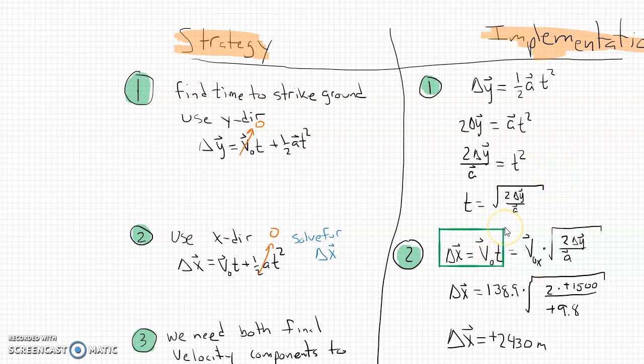So what I've done then is I've made a substitution, substituted that in right here for time, since that is in fact the time there. And basically now I'm just going to plug all my numbers in, and I end up calculating a displacement of, looks like a positive 2,430 meters for part A.